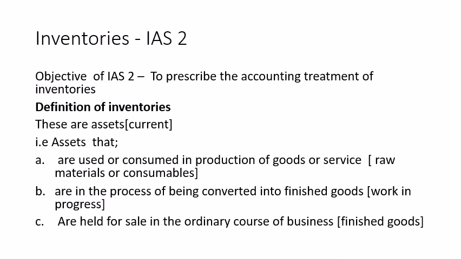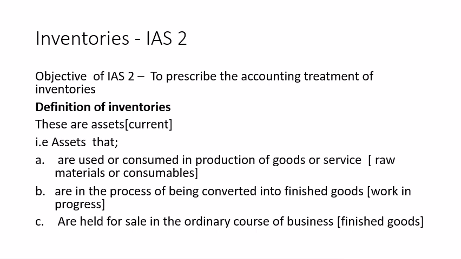We want to define the term inventories. We are saying these are assets, and not only assets, they are current assets. And we are saying these are assets that, part A, are used or consumed in the production of goods or services. That means they are raw materials or consumables.